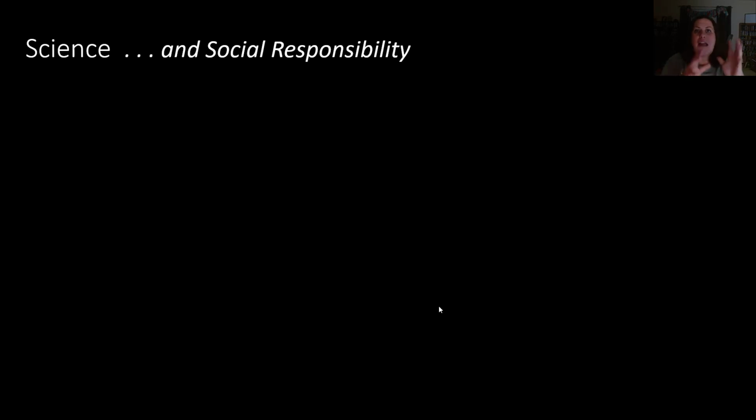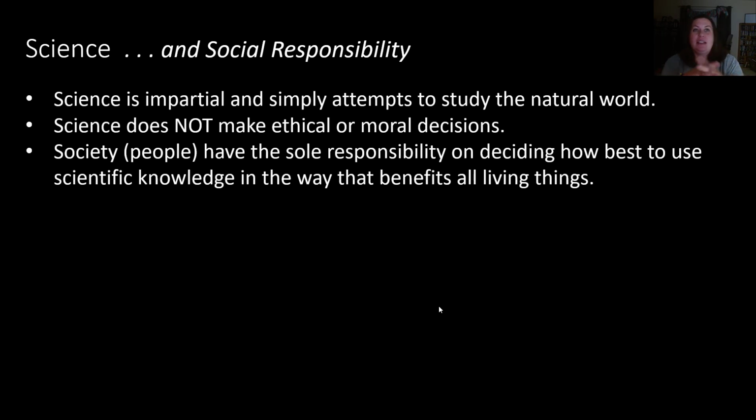Now, if you noticed, a lot of this didn't talk about the responsibility that science has. Science in its pure form just wants to answer questions, okay? The problem is when we answer some of those questions, how we get to them and the technology that's used to get to them, there is some social responsibility with it, sometimes a moral side of should we be doing that. So science is impartial. It simply attempts to study the natural world. That's it. Science does not make ethical and moral decisions.